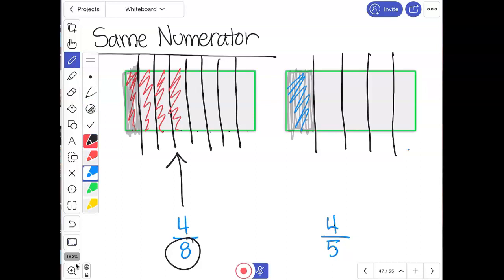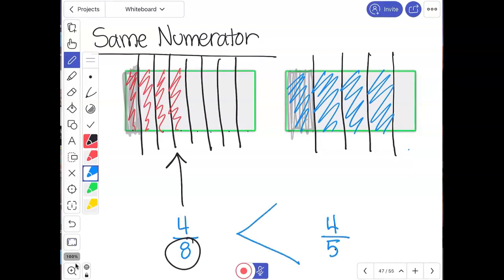So 1, 2, 3, 4. Whoa. So the picture is showing me that 4/5 is a whole lot more than 4/8. Interesting. So it actually looks like this. 4/8 is less than 4/5.